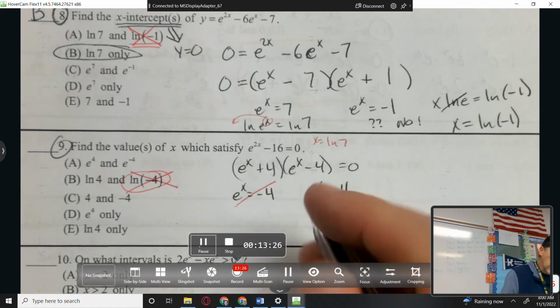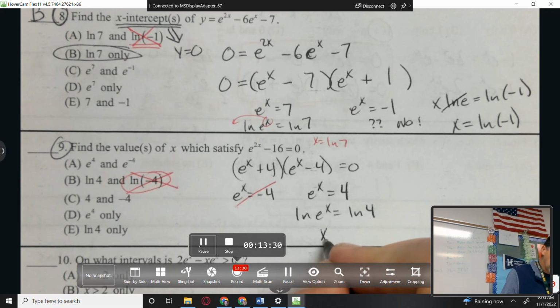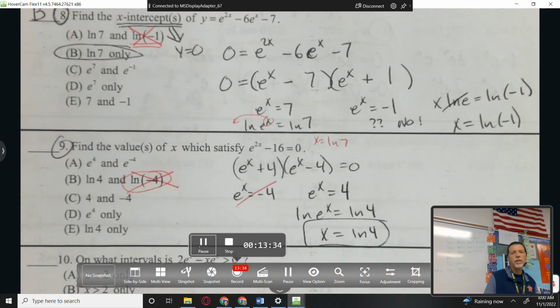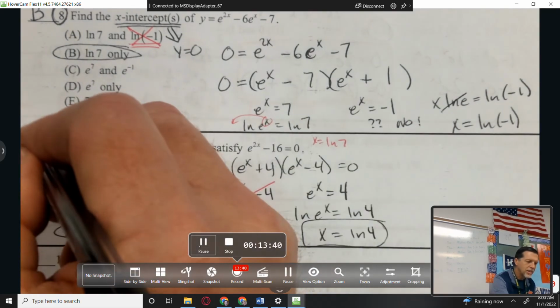Natural log both sides. And many of you are showing fewer and fewer steps, which is fine. It just means you're getting comfortable with the process. So x equals natural log 4, not natural log of negative 4. So answer choice E.